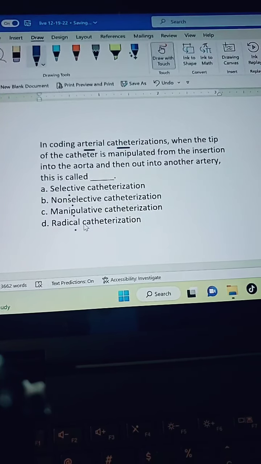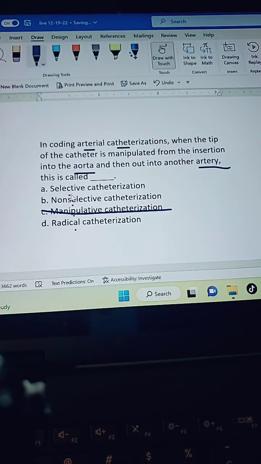I did the heartbeat sound. It is not C. Let's try that again. Which one would it be? If the catheter is manipulated from the insertion of the aorta and then out into another artery, maybe that'll give you more information.